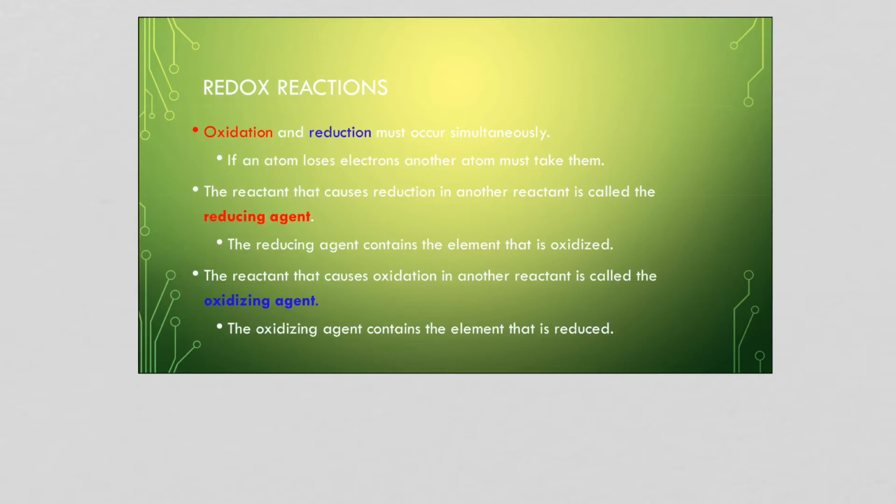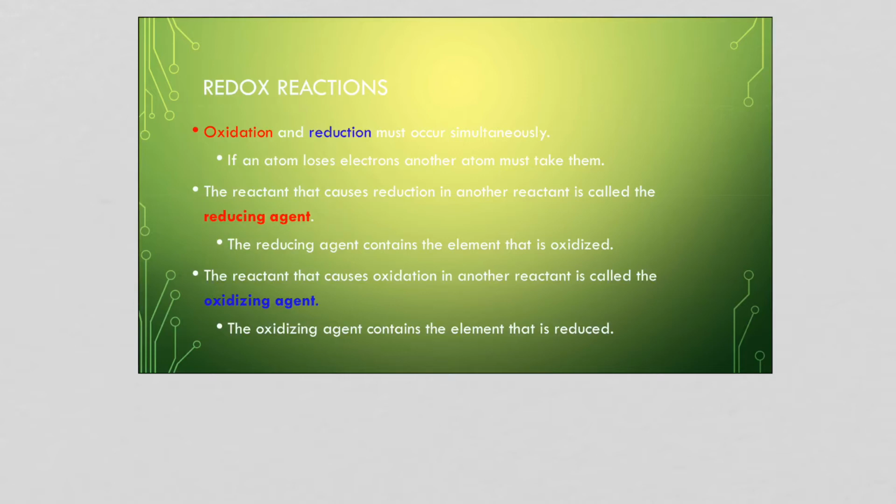Now, again, redox reactions involve oxidation and reduction. These two processes must occur together, simultaneously, right? If something is losing electrons, something else must gain those electrons. And so they have to occur together and simultaneously. Now, 2 other vocabulary words that we want to make sure that we review are the so-called agents that we have.